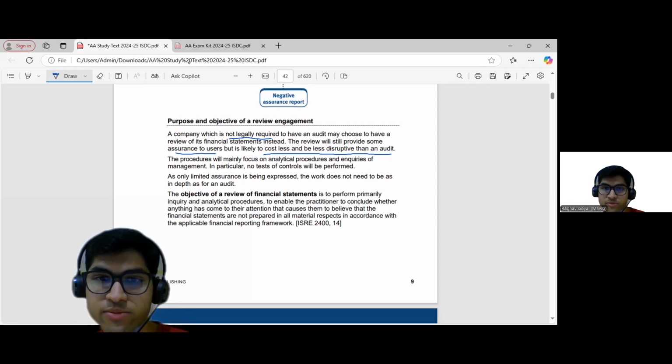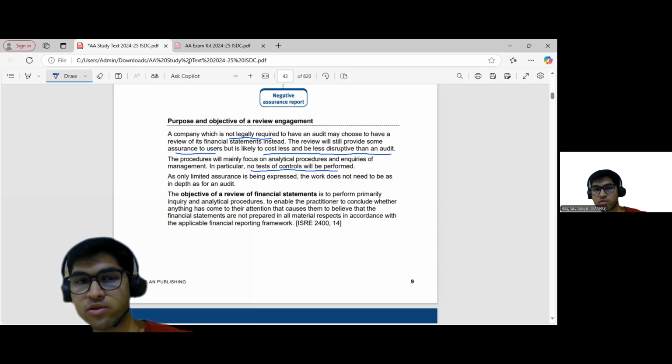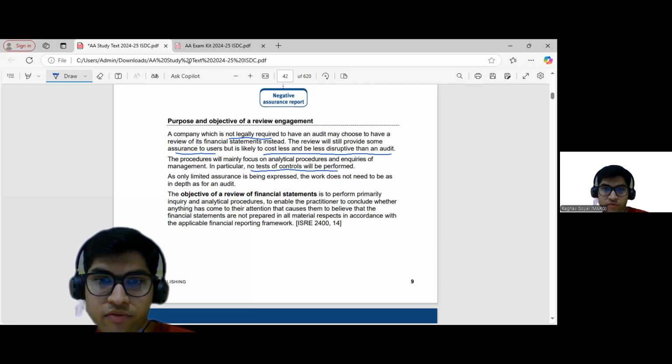So for a review engagement, it mostly focuses on analytical procedures and inquiries. We will have a look at analytical procedures later on. No tests of controls will be performed because the scope is quite limited. Work does not need to be as in-depth as for an audit.